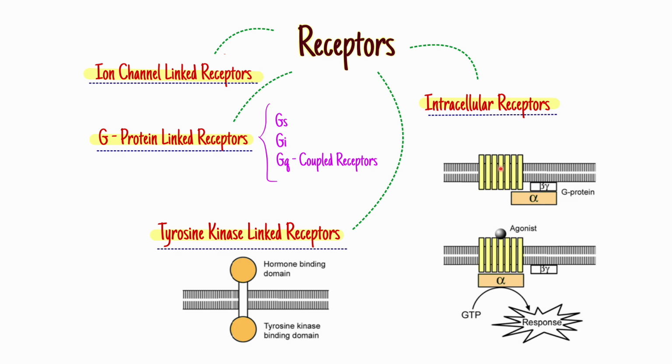And the receptors, we have 4 main types. We have the ion channel linked receptor, or direct ligand gated ion channel receptor. Here, for example, the neuromuscular receptors between the skeletal muscles and the nerves.